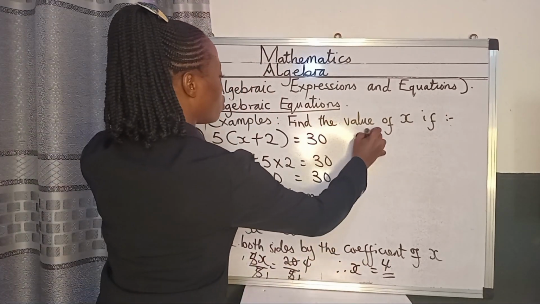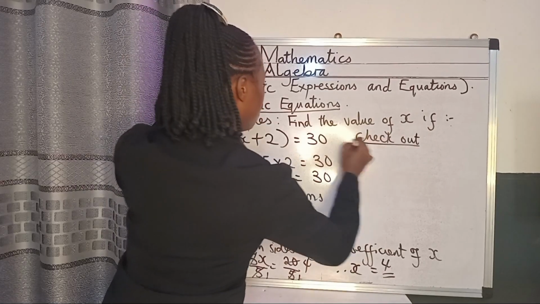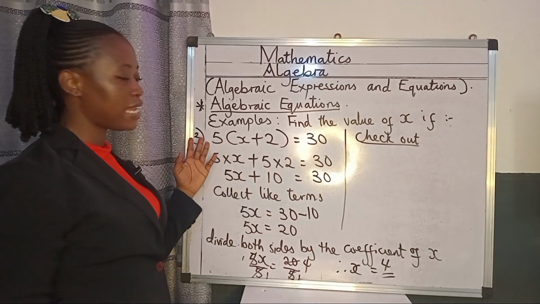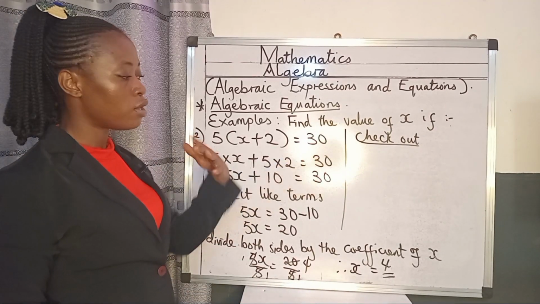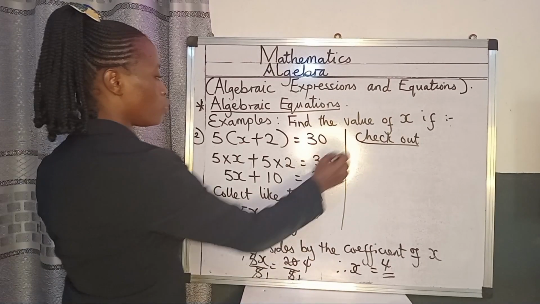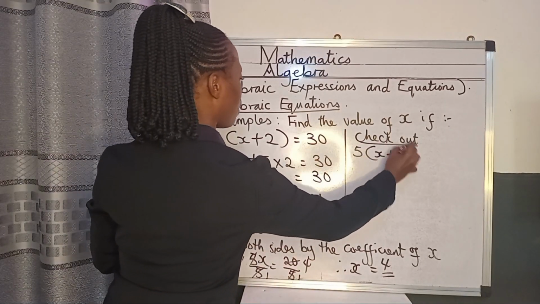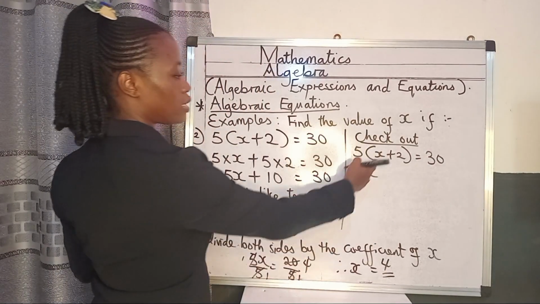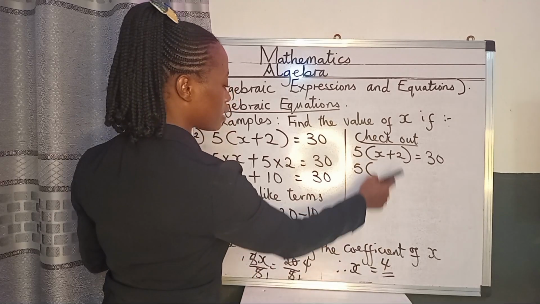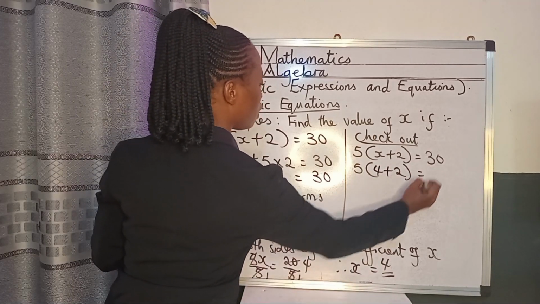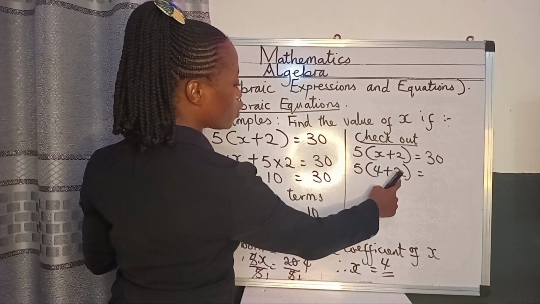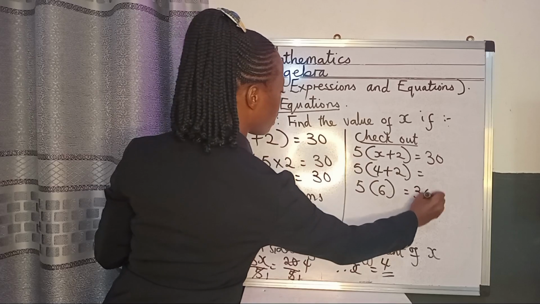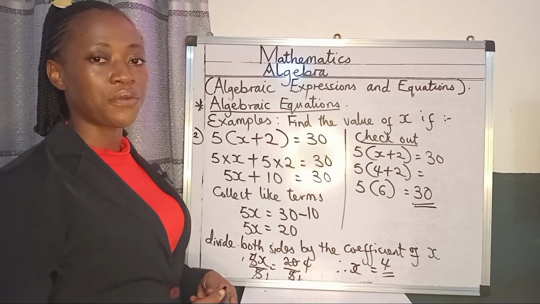Now, you can actually check to see if you are correct. Remember, this is telling you that whatever you have on the left is equal to what you have on the right. Now, I've gotten my x as 4. So let's see whether this equation will give us 30. I'll substitute the value of x here. That means wherever I see x, I'll put the value of x there, which is 4. 4 plus 2 is 6, right? Now 5 times 6 will give us 30. So that means our answer is actually very correct.